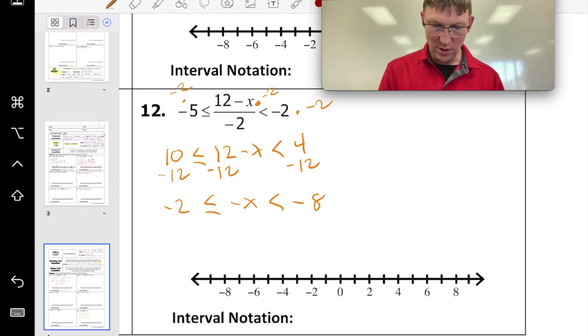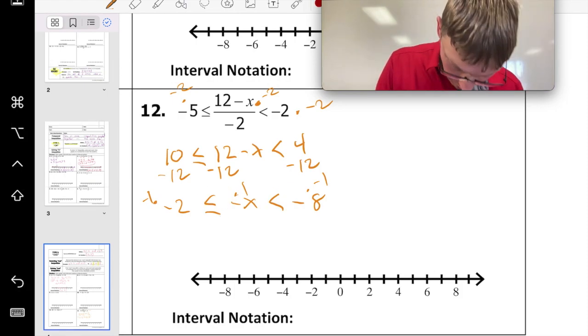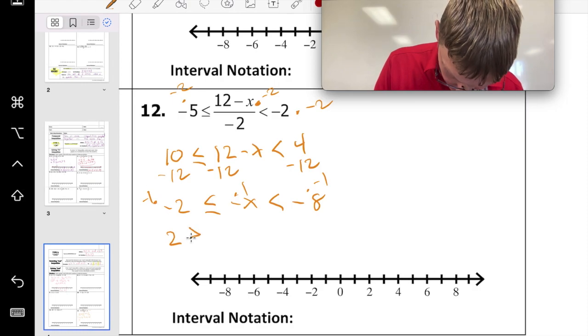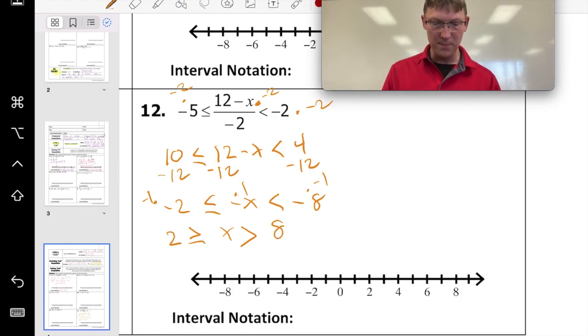Yeah. So now we've got all these nasty negative signs. So we're going to divide everything by -1 or multiply by -1, whatever you want. But we're going to switch signs, right? So if we multiply by a -1, that means that we have to switch our inequalities. So then what we've got left over is 2 greater than or equal to x greater than 8. I almost wrote -8.